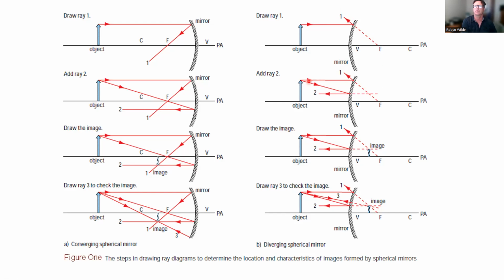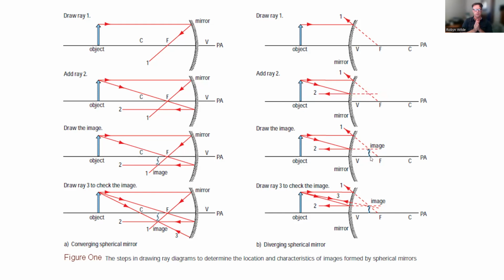Now, the next one, ray 2, is going to come toward the focal point, exactly like here, but it doesn't actually go through it because it's on the other side of the mirror. It's headed toward the focal point, and then it reflects straight back. Now, if I extend that second ray, it comes parallel through, and you can see now the crossing point is right there. And so I draw my image where those points cross.